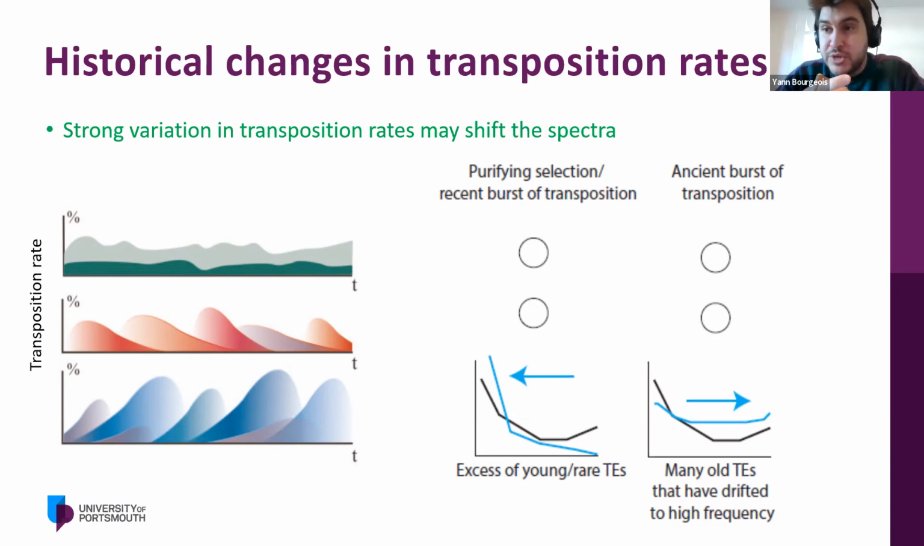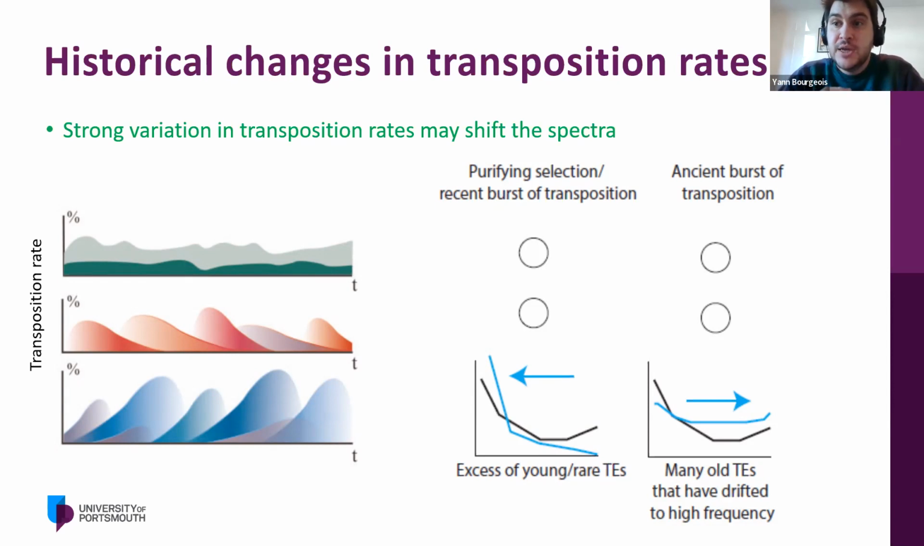But if transposition rates are non-constant over time, for example, if you have a very recent burst of transposition, you expect that most of the TEs that you observe in the genomes inserted recently. So they didn't have enough time to reach high frequencies in the genome, in which case you also expect this excess of young transposable elements. So you would expect this sort of allele frequency spectrum. You would expect an excess of singletons or rare variants compared, for example, to single nucleotide polymorphisms.